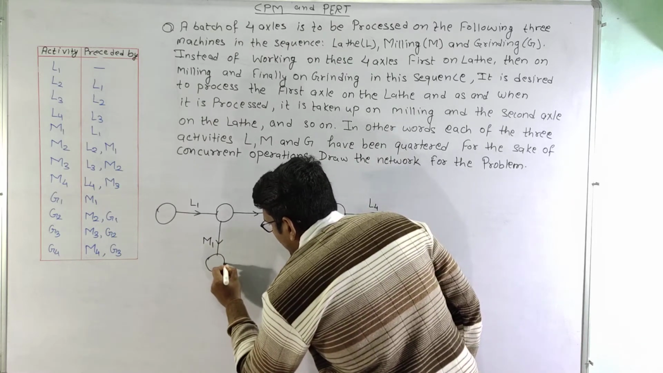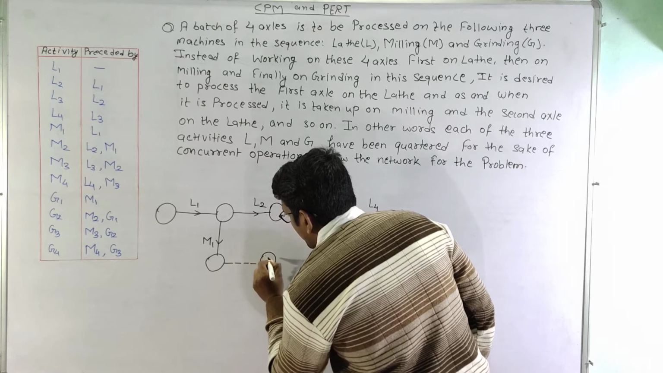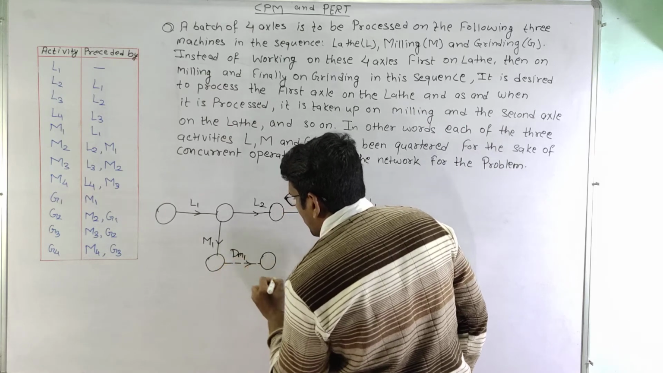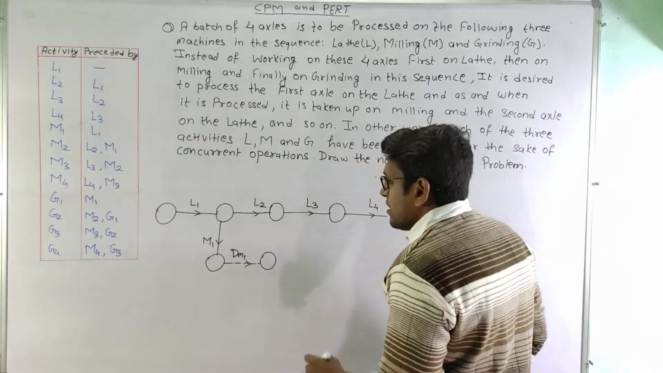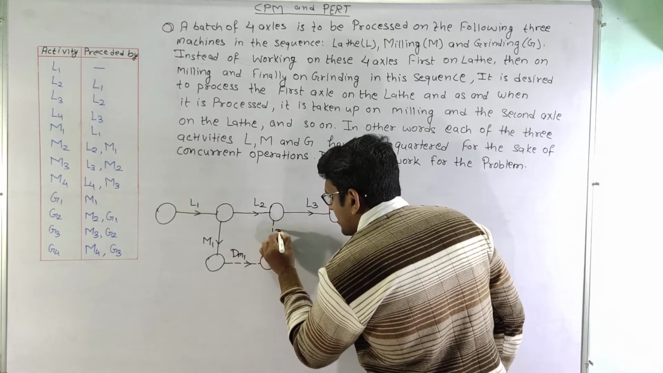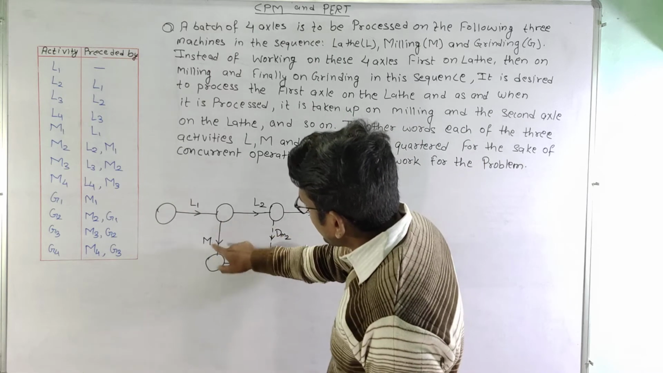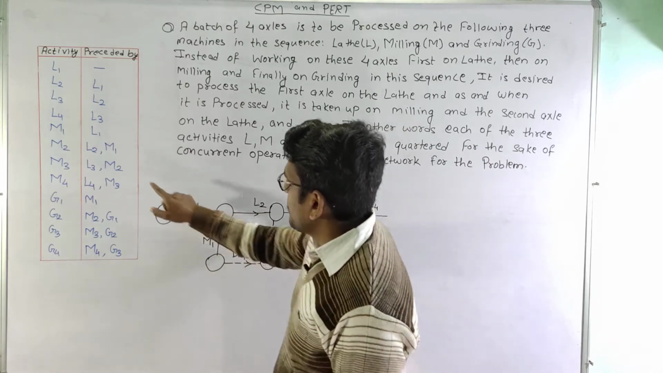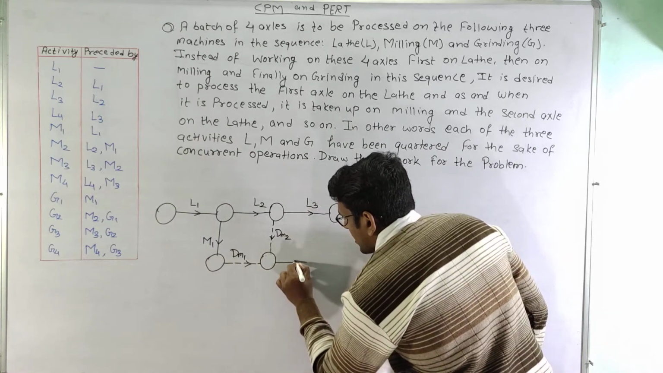So we will draw a dummy activity to a new node. This is DM1. We have drawn a dummy activity to the new node, and we will again draw a dummy activity from L2 here. This is DM2. Now at this particular node, activity M1 is completed as well as activity L2 is completed. So as M1 and L2 are completed, we can start activity M2. So we will start activity M2 here.